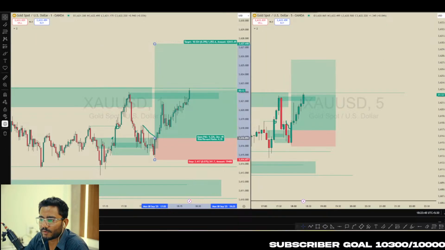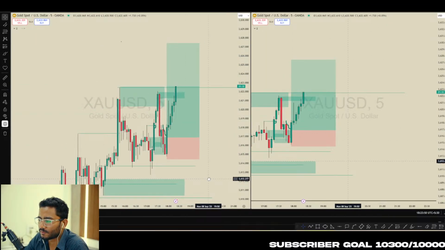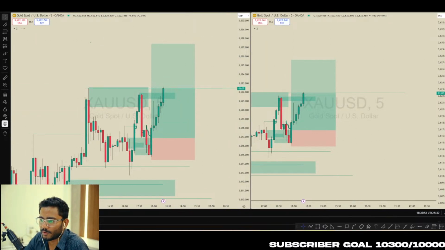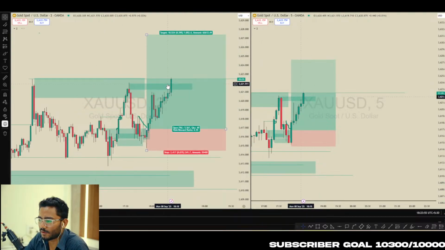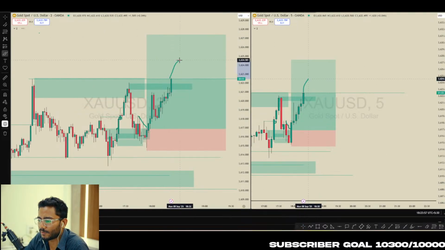Close your 50% position and hold the rest, because there is no major inducement, so we can get a deeper pullback. So you can exit 50-60% position and then hold the remaining.